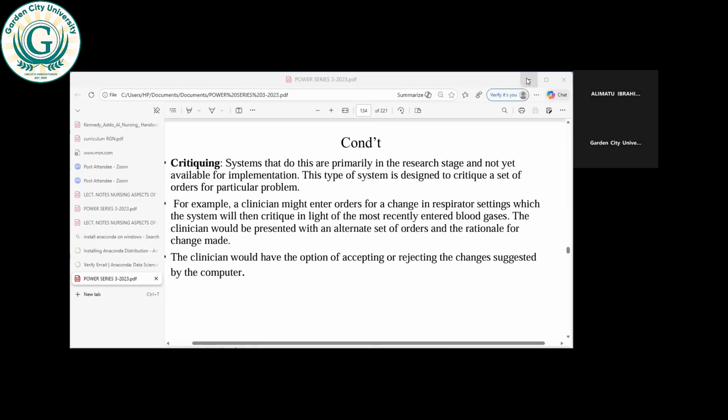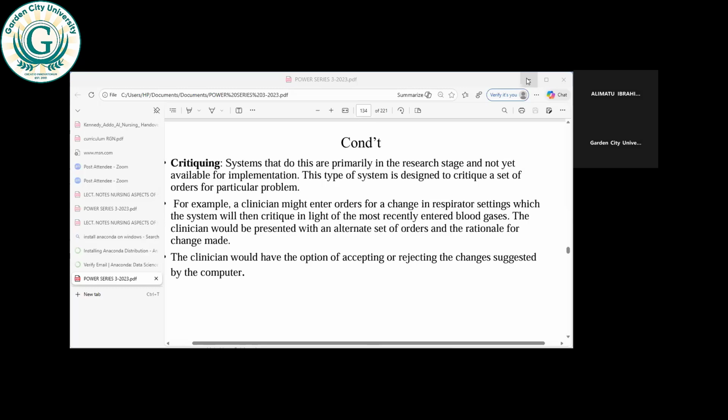Yes, sir. If I understand you well, for example, in a setting where a woman is in labor and you realize the contractions are not going as you expect, and you want to increase the dose of oxytocin, and then the critiquing system tells you that the fetal heart rate is reducing, and that the increased oxytocin dose will further decrease fetal respiration and lead to fetal compromise. So if I understand your explanation well.